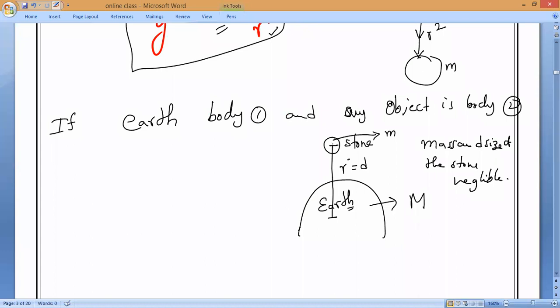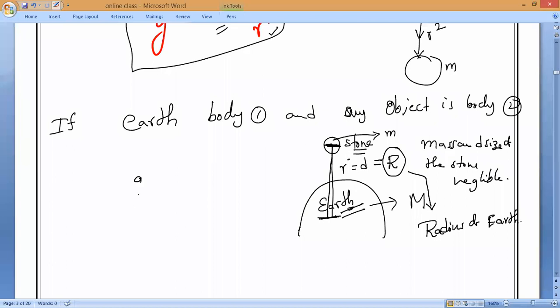So the distance between their centers, we will consider equal to the radius of the Earth. I'm considering the stone to be very, very small in size. So the distance between the Earth and the small object, a stone, is the radius of the Earth itself. The Earth is considered extremely large in size.